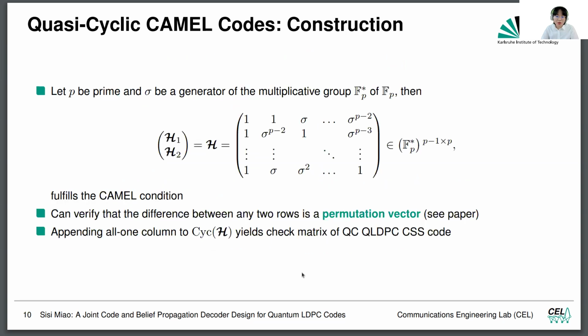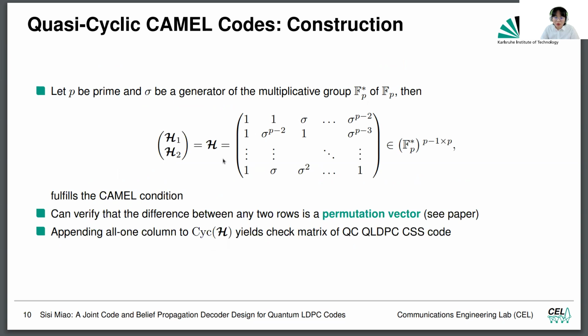And then we give this construction in the paper. It is constructed in this way, such that we take sigma, which is the generator of the multiplicative group of F_p.